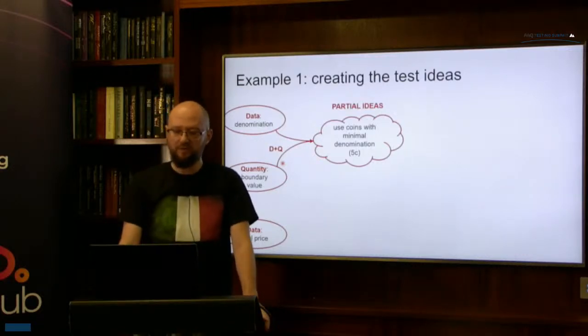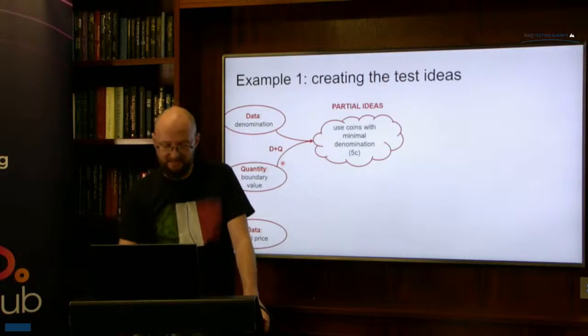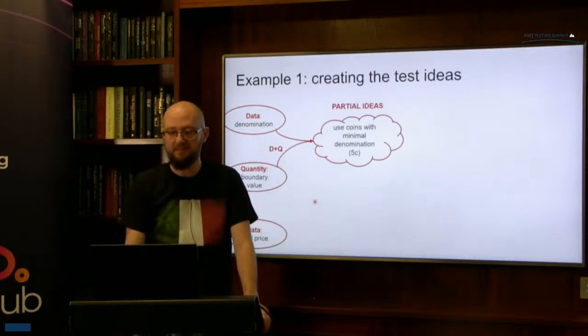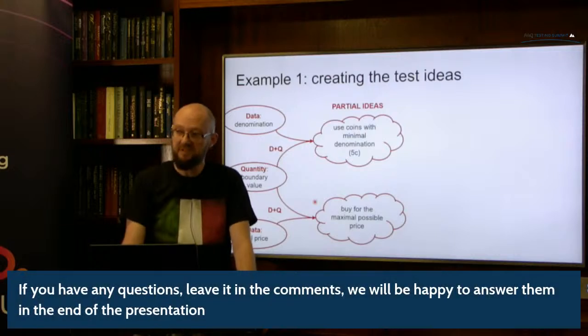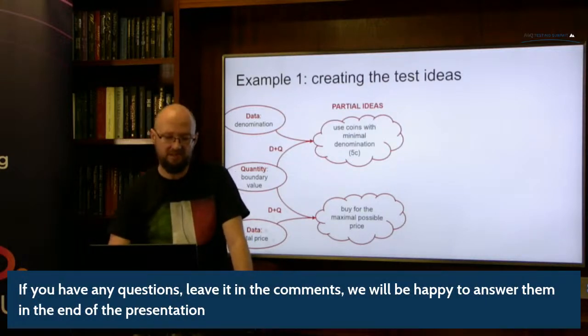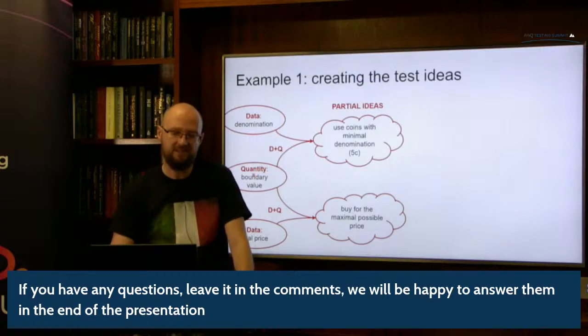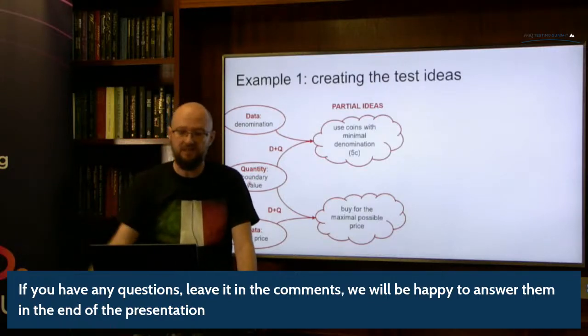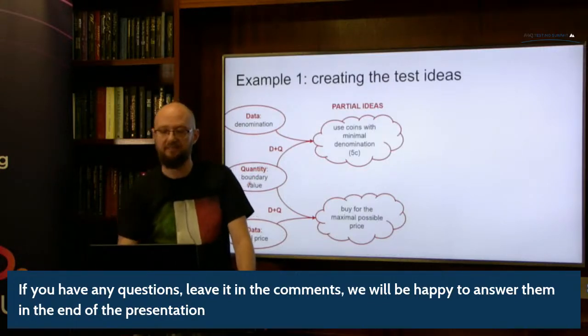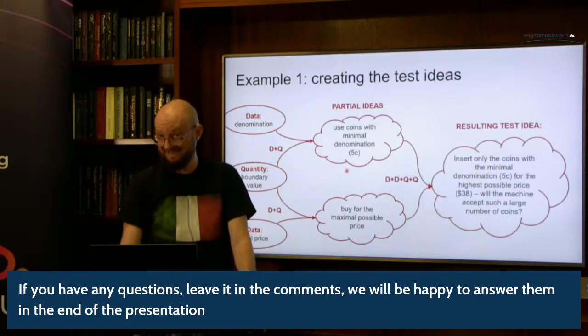Now, considering the quantity, boundary value, and data total price, combining them together, the tester can come up with the idea of buying the tickets for the maximal possible price. If we combine total price with boundary value and some maximal value, we can think about such an idea. And once having these two partial ideas, use coins with minimal denomination and buy for the maximal possible price, we come up with a test idea, which can result in a test case.